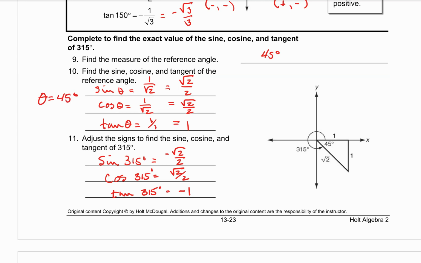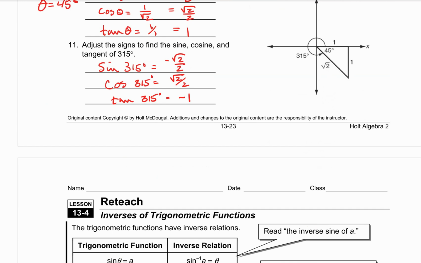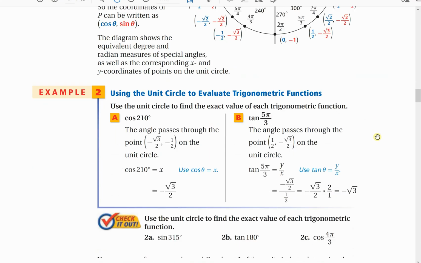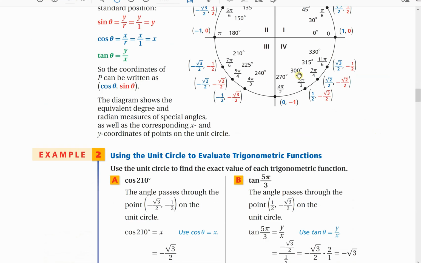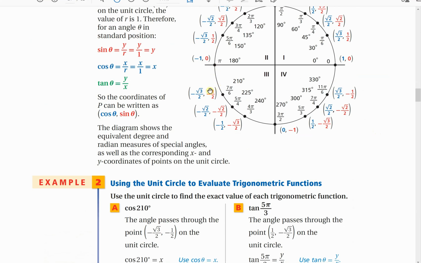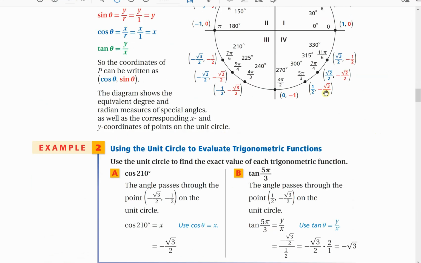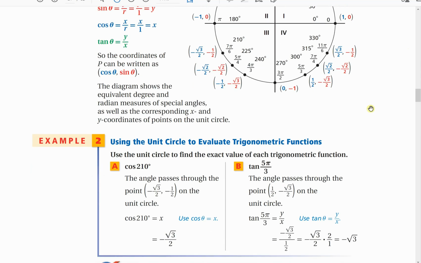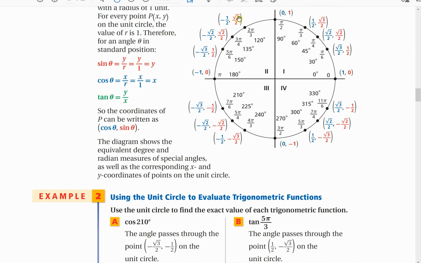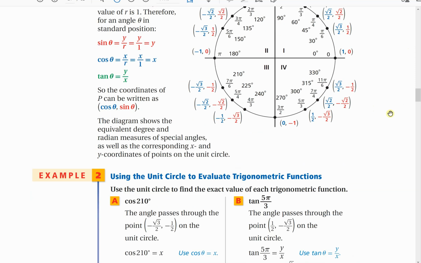So that is kind of mostly what you're going to be doing. If you look at example number 2 in your textbook, how do I find cosine of 210? I can just find 210 on this. It's right there. Cosine is going to be negative square root of 3 over 2. Sine would be negative 1/2. Once you've got a unit circle created, you can find any of these really easily. The nice thing about this unit circle too is it's already converted all the degrees to radians as well.